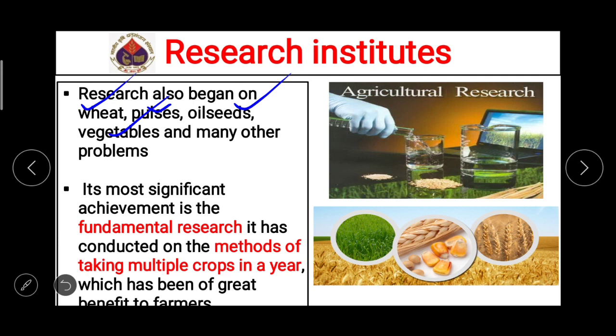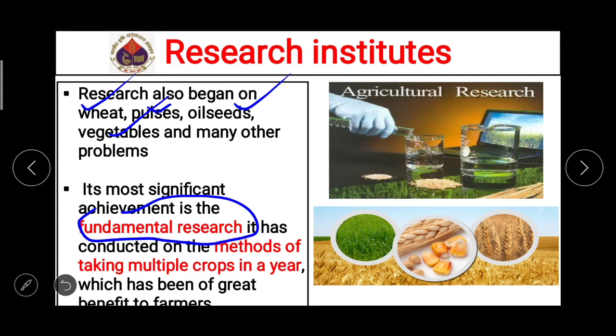Its most significant achievement is the fundamental research it has conducted on the method of taking multiple crops in a year, which has been a great benefit to farmers. पहले क्या होता था कि सालों साल एक ही क्रॉप चलता था, लेकिन बिकॉज ऑफ द रिसर्च इन द फील्ड ऑफ एग्रीकल्चर एक साल में 2 या 3 क्रॉप्स लेने की वजह से फार्मर्स को इसका बहुत ज़्यादा फ़ायदा हुआ. एंड ऑल्सो for the country like India which is having too much population, तो उनके लिए भी ये बहुत ज़रूरी था कि ज़्यादा से ज़्यादा क्रॉप प्रोडक्शन हो.